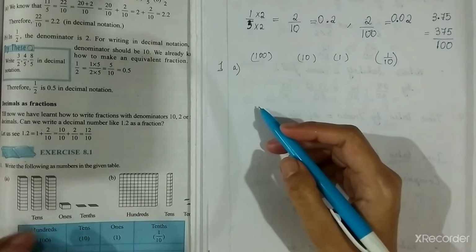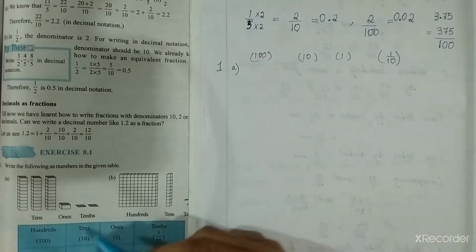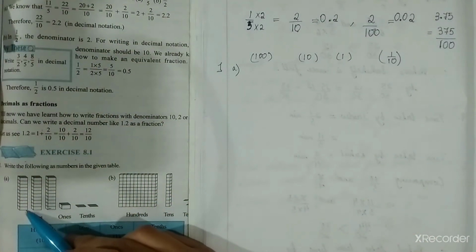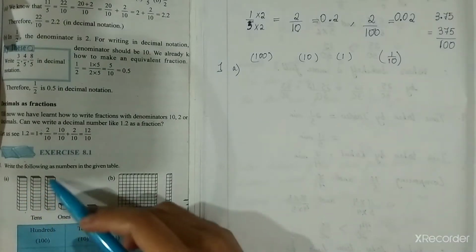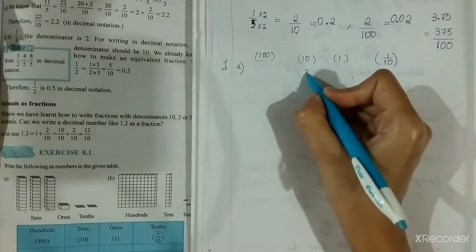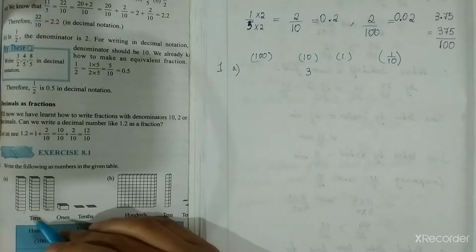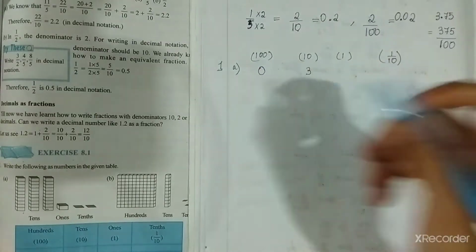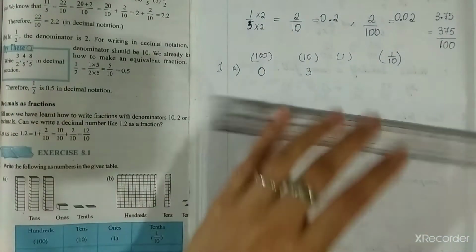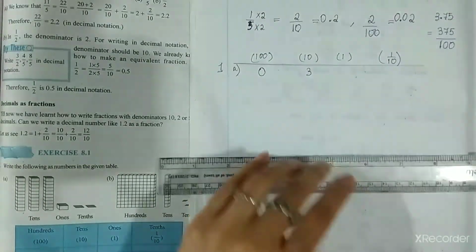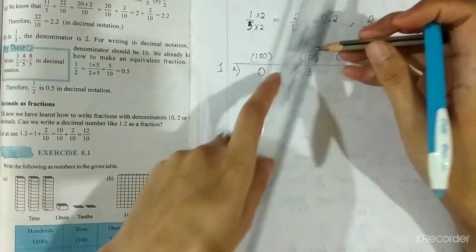Here in the figure there are tens: 1, 2, 3 tens. So in the tens place I will write 3. Is there any 100? No, so I will just fill up the hundreds place with 0. Okay, this is a table.